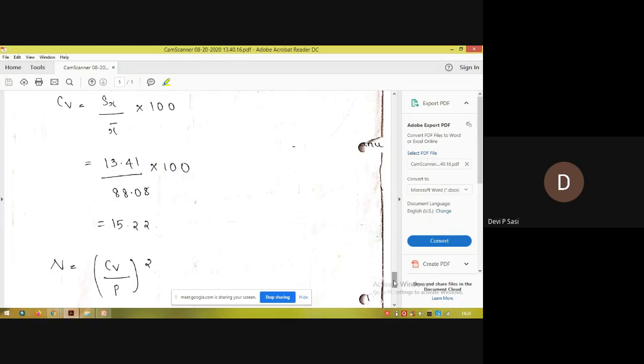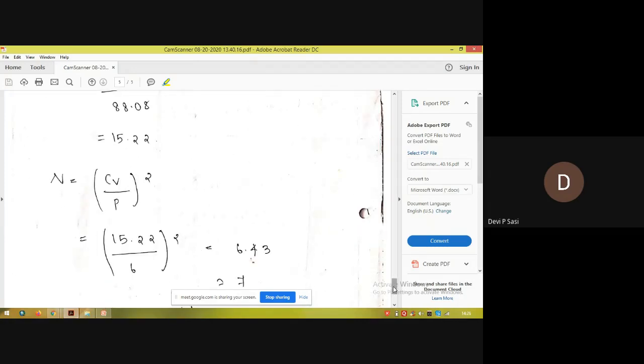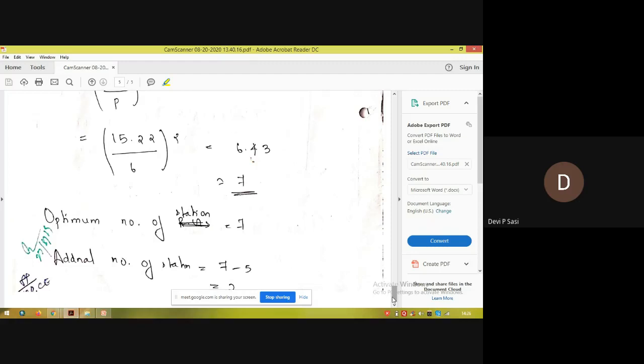Next, n is equal to Cv by p the whole square. There you substitute the percentage as such. Whatever percentage is given, substitute it exactly. So n is equal to Cv, 15.22, divided by the percentage given, which is 6%, the whole square. So 6.43. So we can write it as 7. Or you may approximate it to 6, but here I have approximated it to 7. So the optimum number of rain gauges is 7, and the number present is 5, so what is the additional number of rain gauges? 7 minus 5, that is 2. That is regarding this problem.